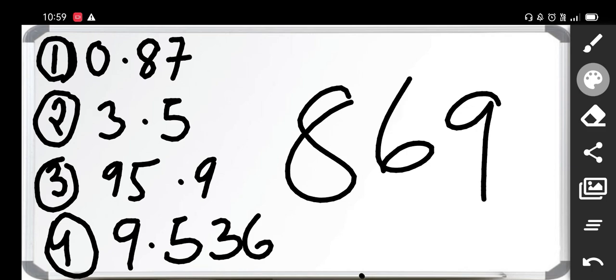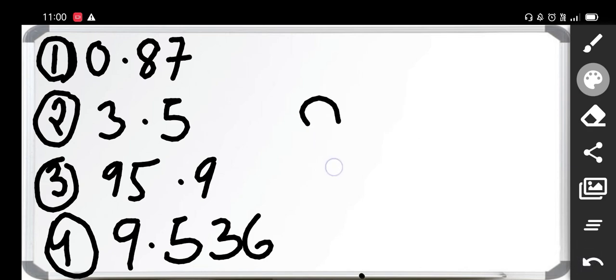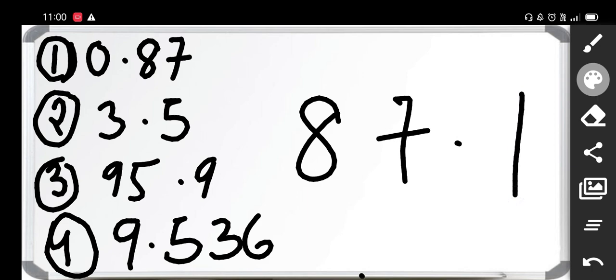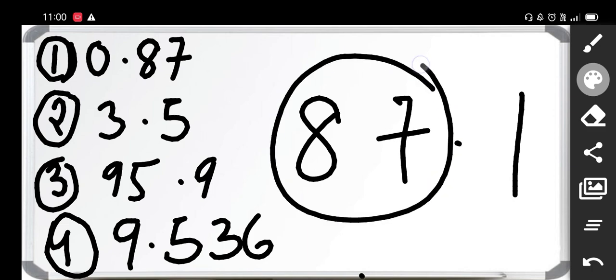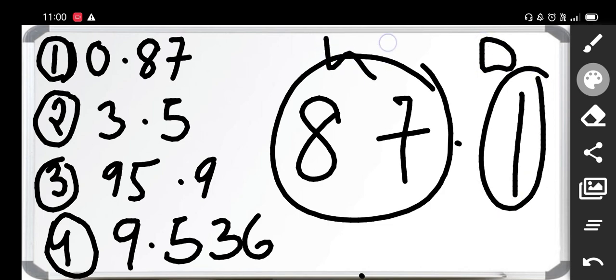But after the decimal point there is a decimal part, and in the decimal part there is a rule: we don't spell it like eighty-seven, we spell each digit singly, like eight, seven. Whatever number comes after the decimal point, we spell it digit by digit. If it was 87.1, we say eighty-seven point one, because 87 is the whole part and 1 is the decimal part. We don't spell it eighty-seven if it is after the decimal point.